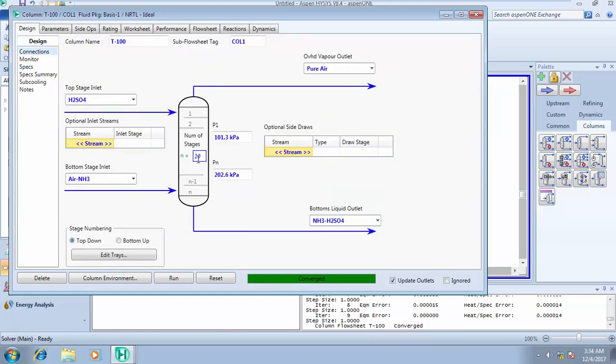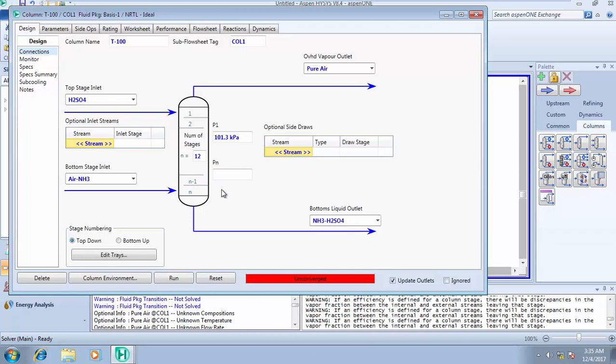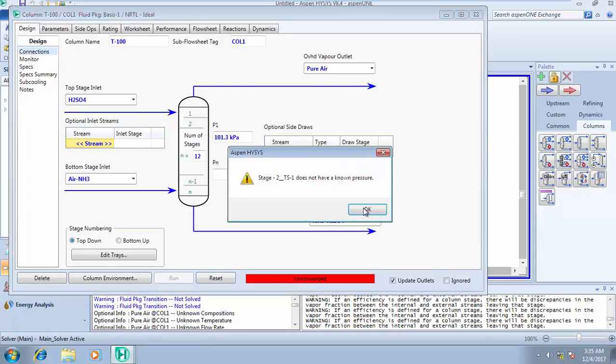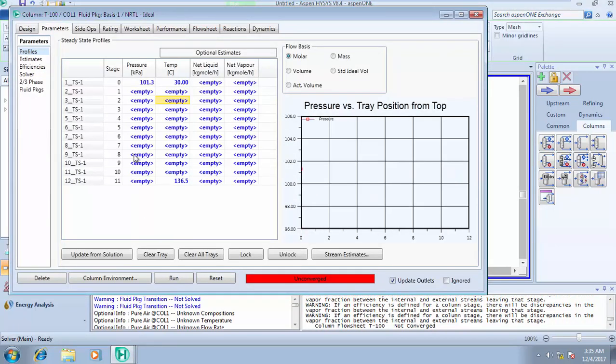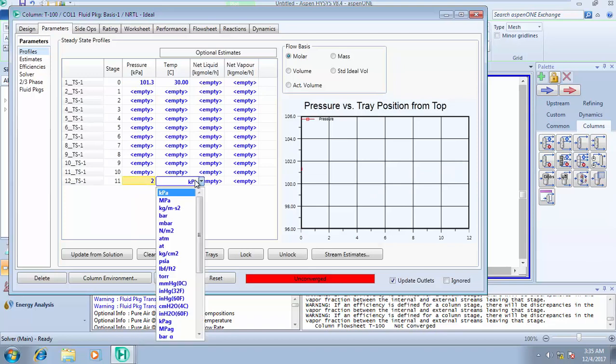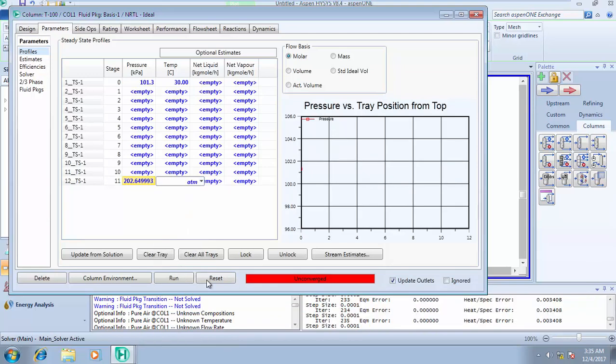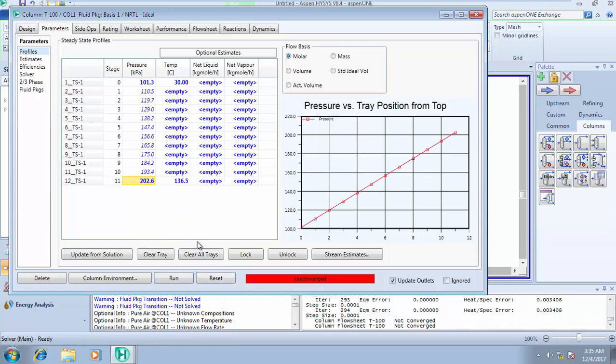So let's try 12. So having 10 gives us 99.93 percent at the top. So let's try 12. Okay, so I have to come back here and then change this. So 2 atmosphere, that's stage 12. So bring it back to 2 atmosphere. I'll reset and run.